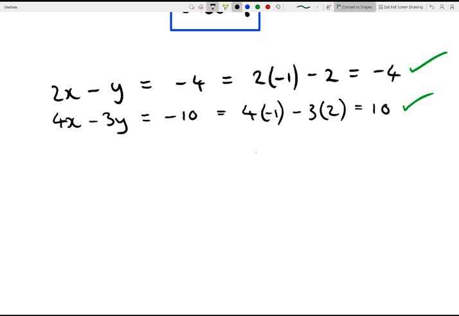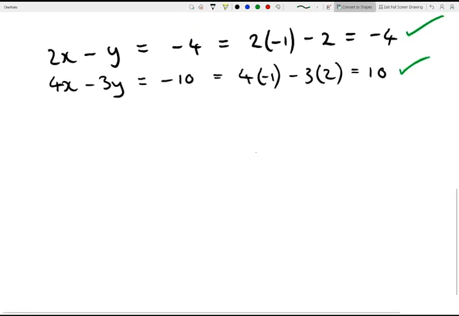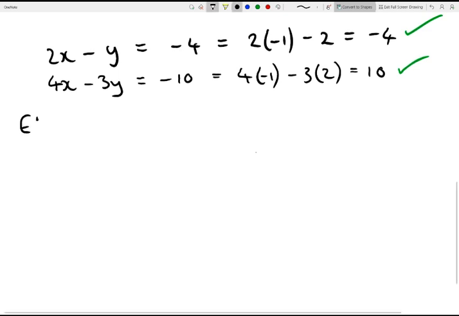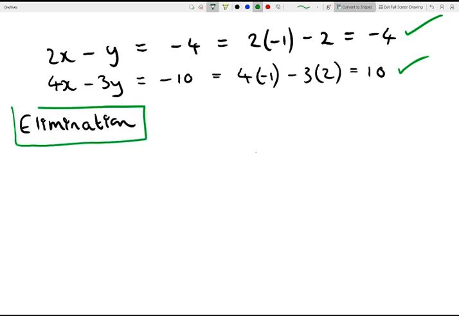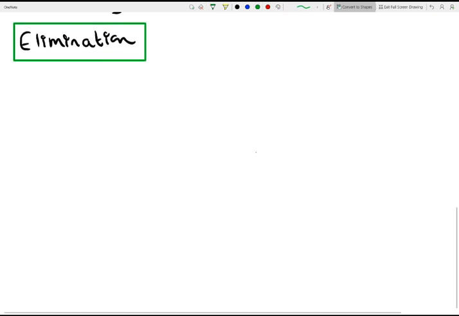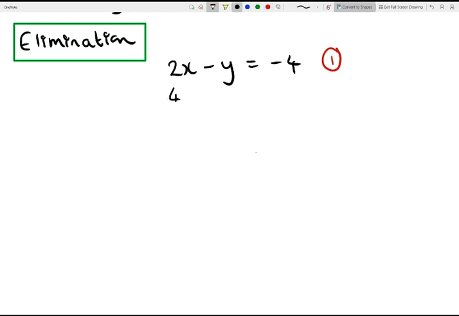And let's solve the system using the next method, which is elimination. So let's remind ourselves quickly of the system. 2x minus y was minus 4. Let's leave that as equation 1. And 4x minus 3y is minus 10. That's equation 2.